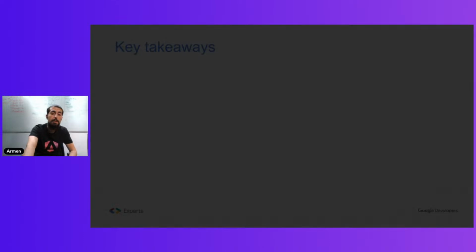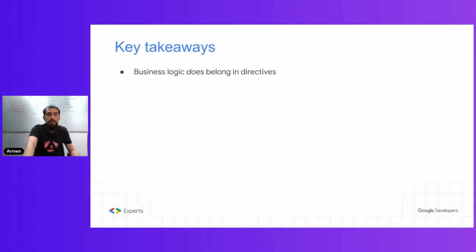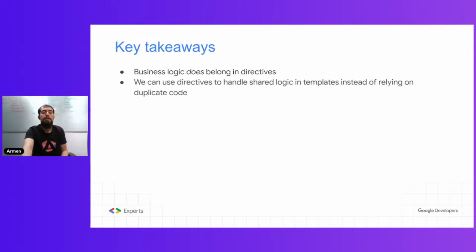And it's very simple. So key takeaways here: business logic does belong in directives. Actually, we should be using that more often. We can use directives to handle shared logic in templates. Often what happens with stuff like this is developers will go around copy pasting that code, which is not very good, because sometimes the logic behind handling this might change, and then we'll need to refactor a lot.